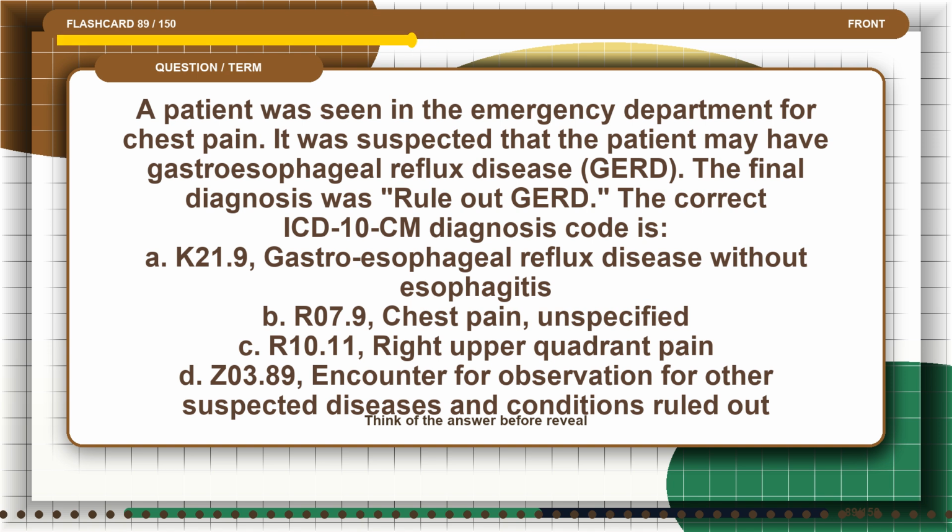B. R07.9, chest pain, unspecified. C. R10.11, right upper quadrant pain. D. Z03.89, encounter for observation for other suspected diseases and conditions ruled out. Think of the answer before the reveal.